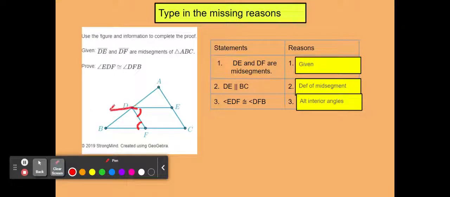It may help if you extend some of these lines out a little bit so you can really see the angle relationship that these angles are looking at here. Let me put my bottom line. There we go. Really look at those angle relationships. All right. So if we look here, DE and DF are midsegments. That is given to us right here. That is the given information.